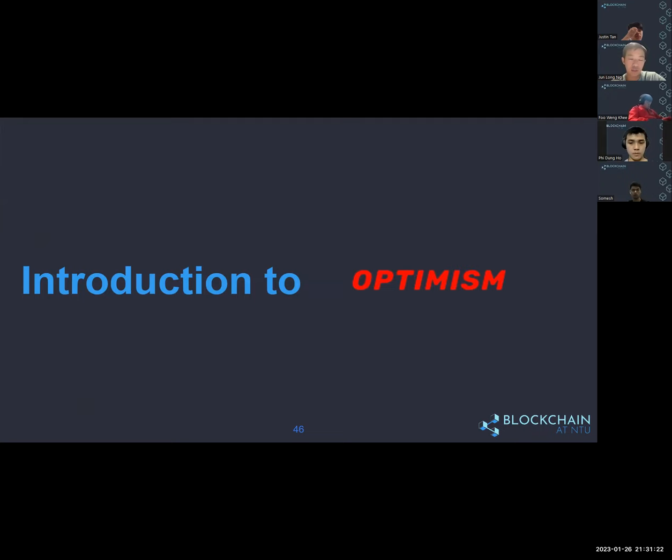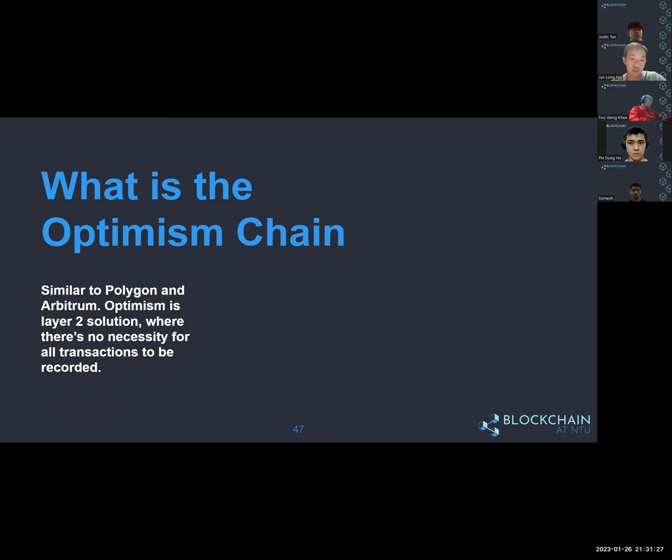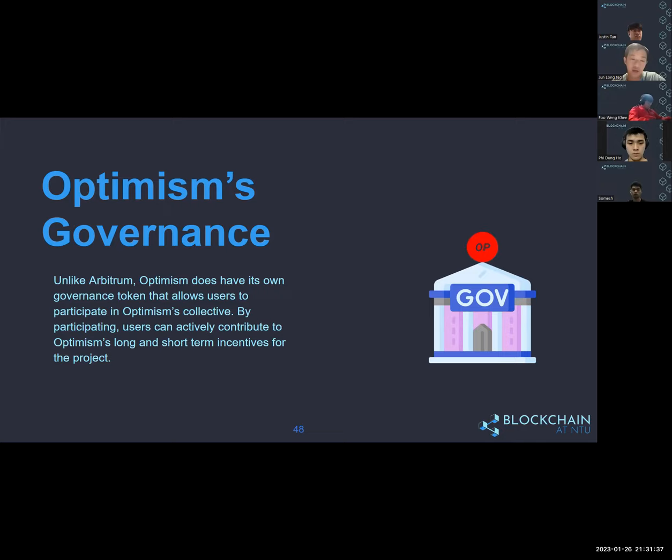So next slide. Yeah, it's very similar to Arbitrum actually. They are both layer two solutions where there's no necessity for all transactions to be recorded. So one difference between Optimism and Arbitrum is that Optimism has its own native governance token. This allows users like you and I to participate in Optimism's collective. It's a way for users to interact with the chain on a longer and shorter term scale. They can decide on how the project is going to be and what the incentives are for being within this project itself.